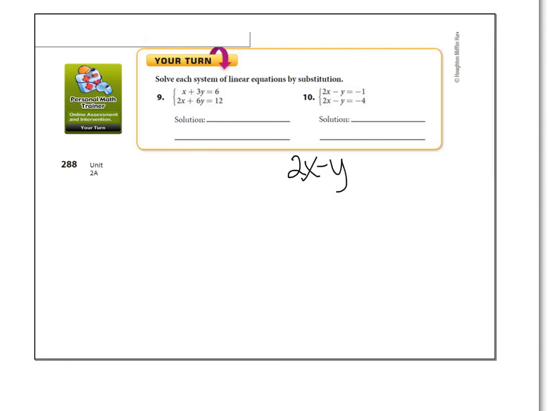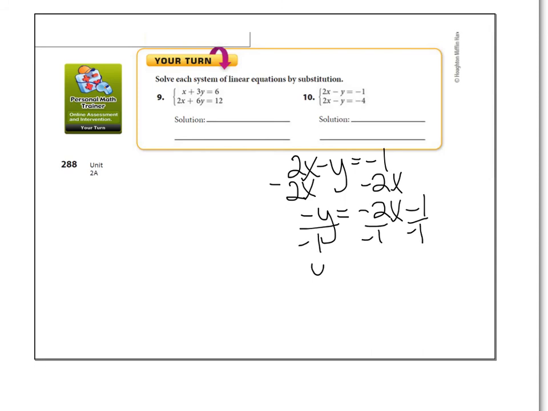2x minus y equals -1. Well, to solve for y, we're going to subtract 2x. So I now have -y equals -2x minus 1. Well, y is still not by itself, so we divide everything by -1 since it's negative. And I get the equation y equals 2x plus 1, since 2 negatives make a positive. So now I'm going to take this and substitute it into the second equation.